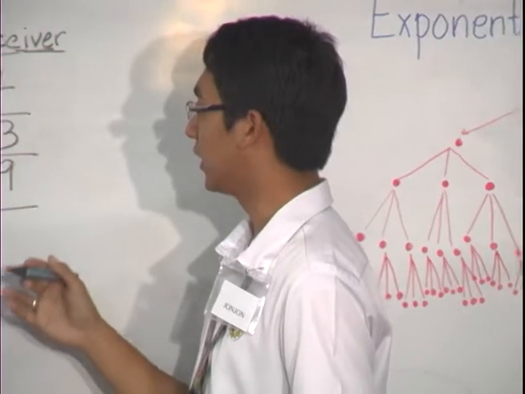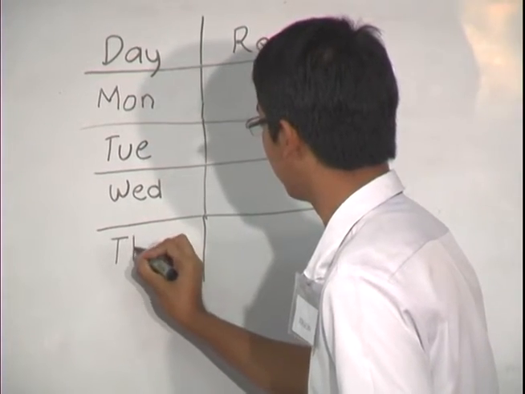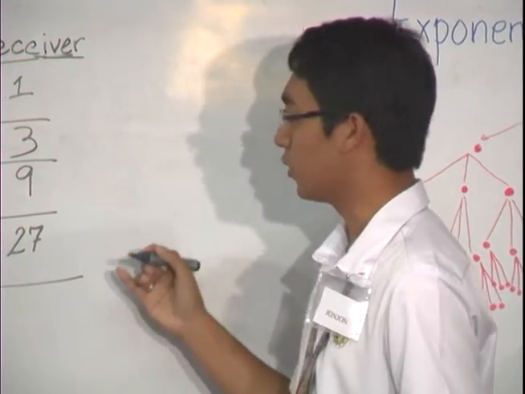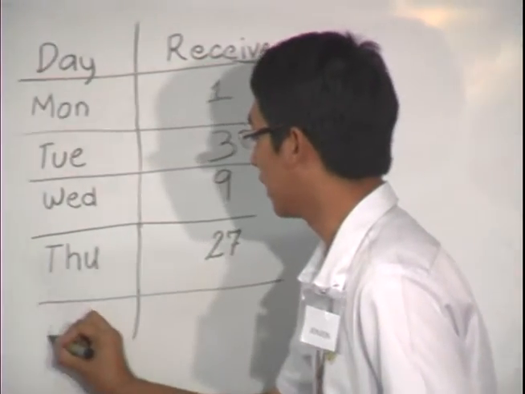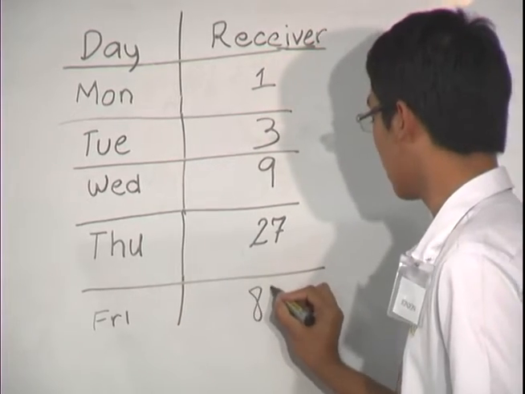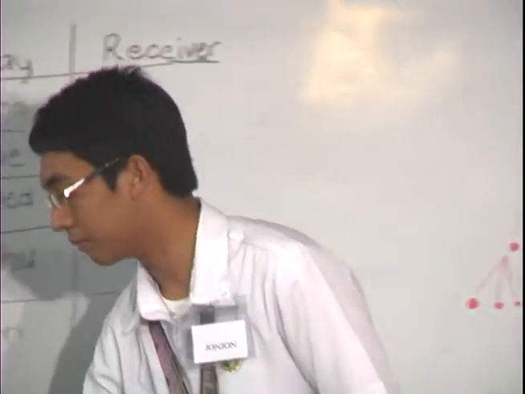And on the Thursday, each of the 9 residents shared the news to the other 3 residents. And if these 27 receivers will share or relay this news to the other 3 residents on Friday, there will be 81 residents. Okay, so you got the same answer, right?